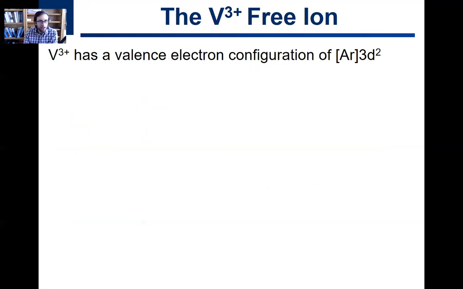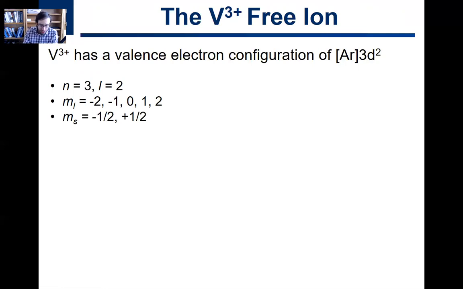All right, vanadium 3+ has a valence electron configuration, of course, of argon and then 3d2. That's what we care about. So this is n equals 3 because we're in a 3d. L equals 2, the subshell orbital of a d orbital. Remember, S is L equals 0, P is L equals 1, D is L equals 2. M sub L, it's a d orbital, so it can go from negative L to positive L, so it can go from -2, -1, 0, 1, and 2. And M sub S, of course, can be -1/2 or +1/2. These are the lowercase quantum numbers I've used, for a single electron.